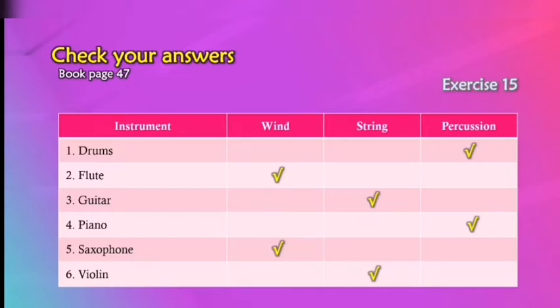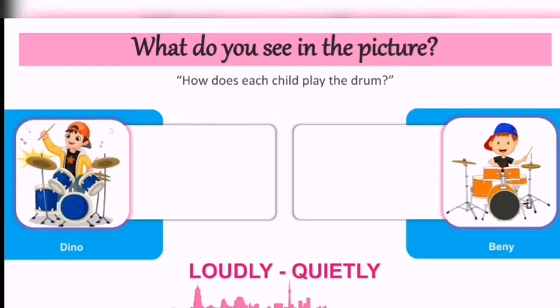Now we will discuss comparison with adverb. This is the first picture that you need to see, guys. So what do you see in the picture? There are 2 boys playing drums over there. The left one is Dino and the right one is Benny. I give you some keywords or clues at the bottom. It is loudly and quietly.